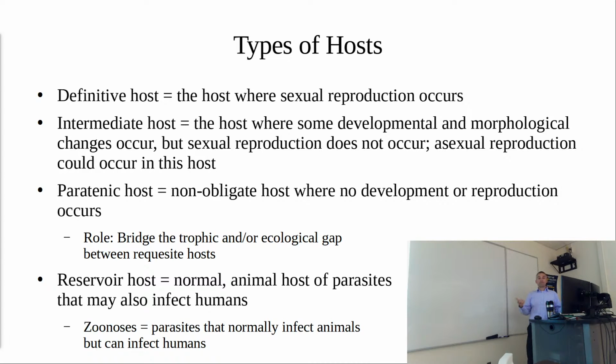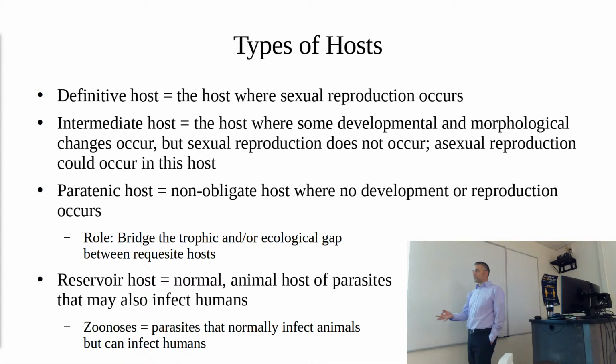Right? It's not obligate. We don't need that paratenic host. We can complete the life cycle if there's accidental ingestion, but it's there. In terms of the ecological gap, what I'm talking about is more of spatial relationships, ecosystem, habitat relationships. So perhaps your intermediate hosts are living in water, your definitive hosts are living on land. Maybe you need some sort of host that gets you from the water onto land so that you're now exposed to that definitive host. All right, and we'll talk about some of these.